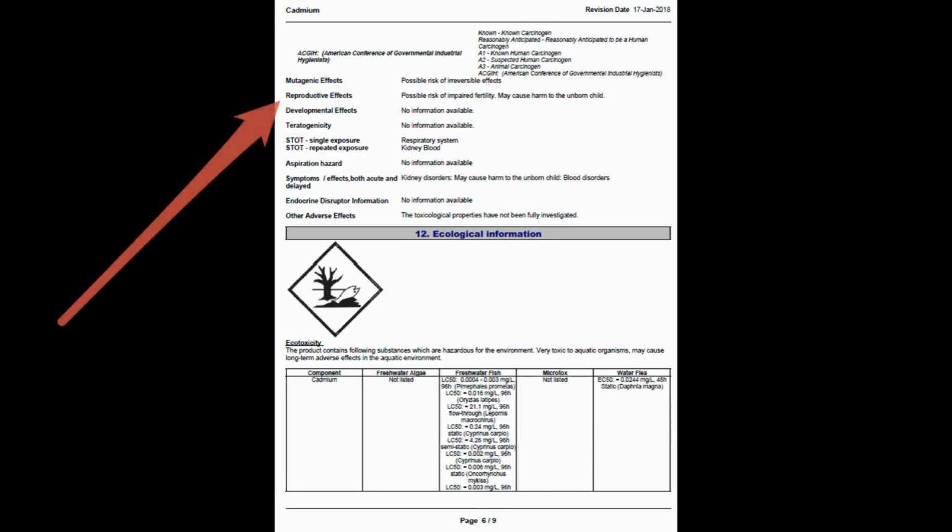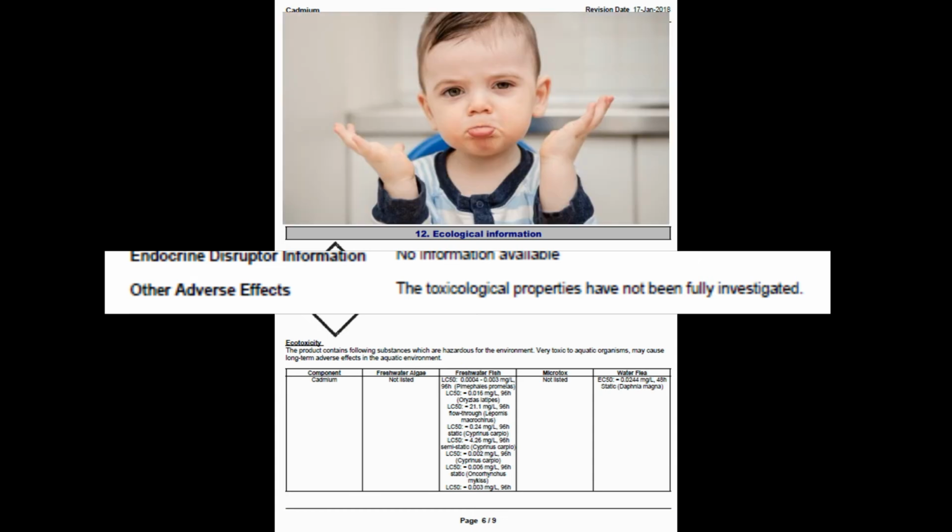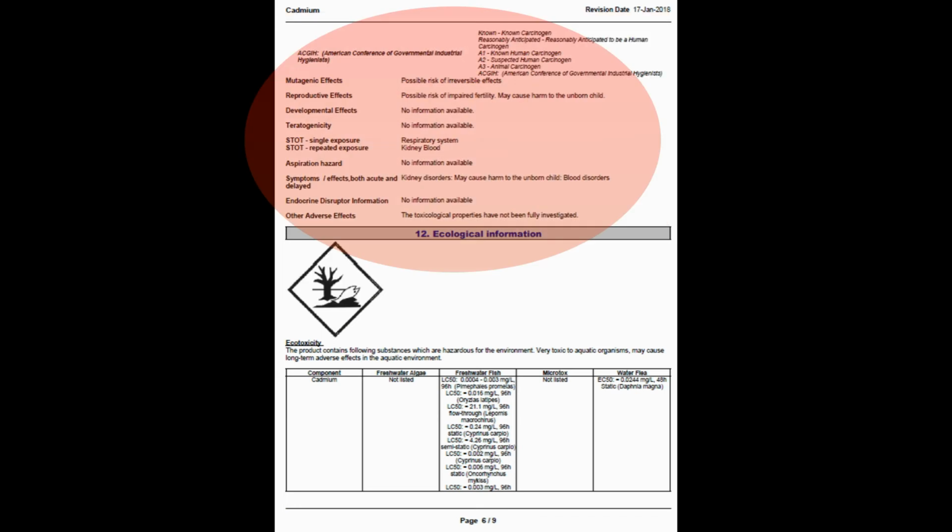Reproductive effects, possible risk of impaired fertility, it may cause harm to unborn children. Developmental effects, respiratory system, kidney and blood issues, kidney disorders. And then, of course, my favorite thing, the toxicology properties have not been fully investigated, meaning we don't truly know, in the end, every single thing that could possibly happen. But this all is enough for me to go, okay, this is bad.